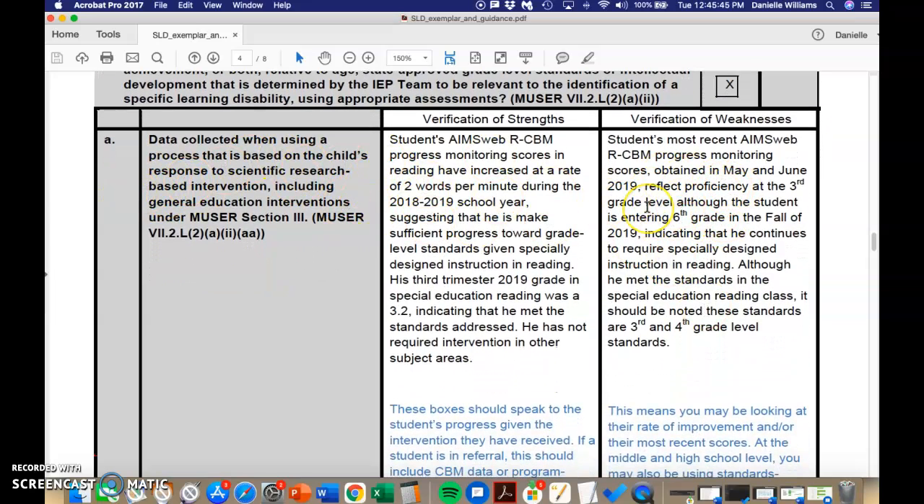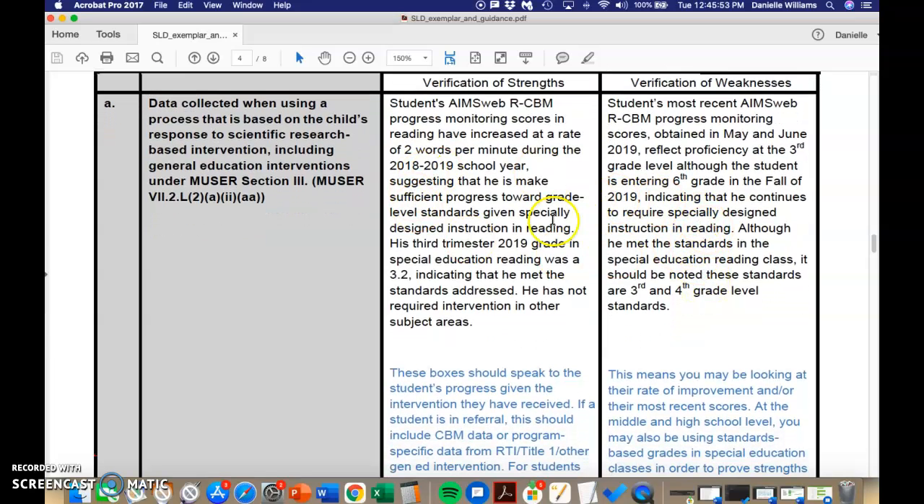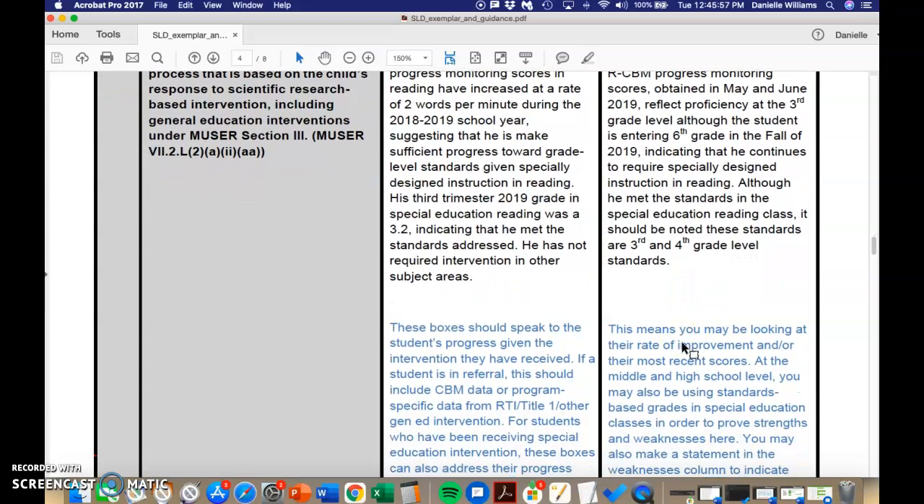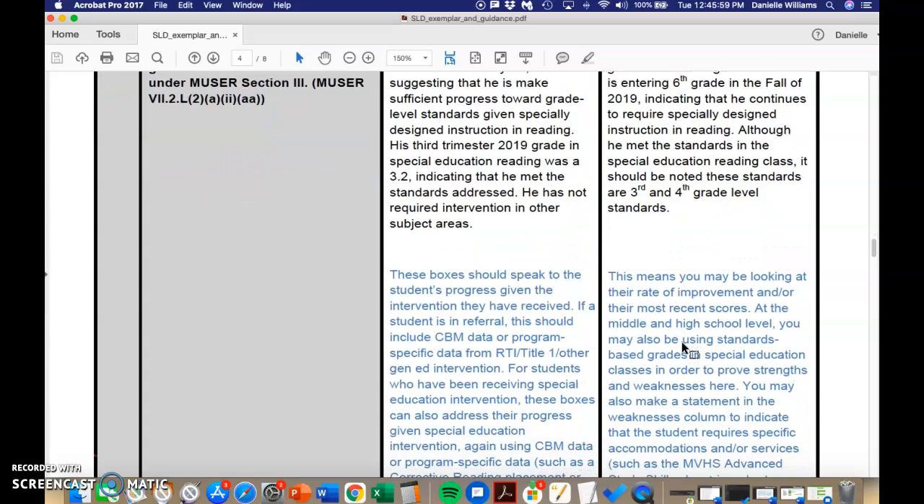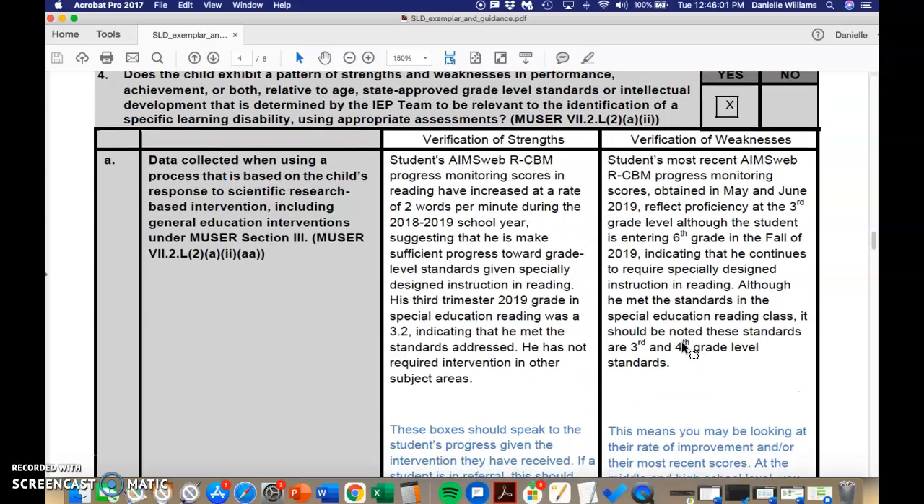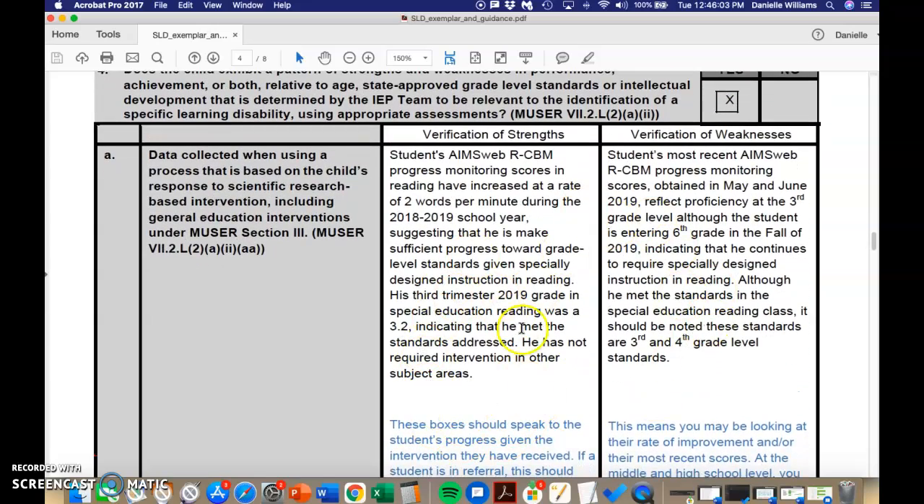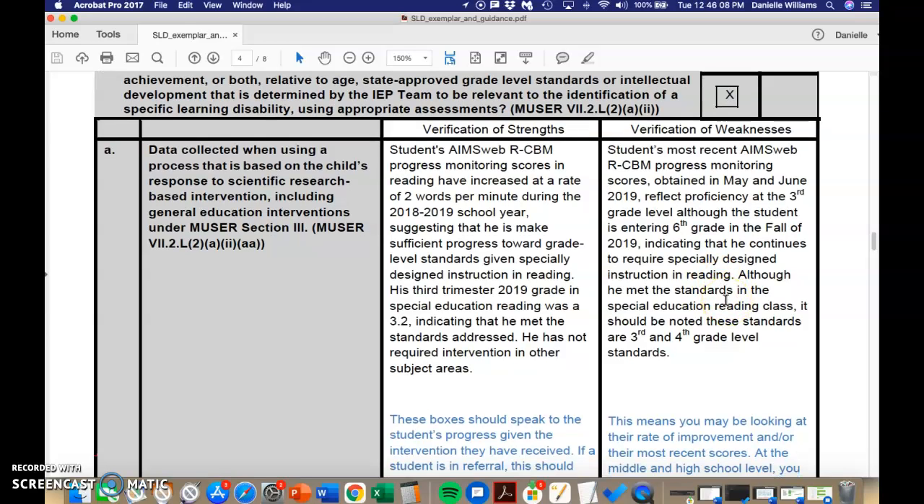A refers to basically RTI. How has the student responded to the intervention that we have provided them? We often look at things like AIMSweb scores, especially for students who are in reevaluation. Generally looking for things like, are they making progress? And generally, the strength is going to be the progress that they're making, whereas the weakness is going to be that they're still behind grade level.